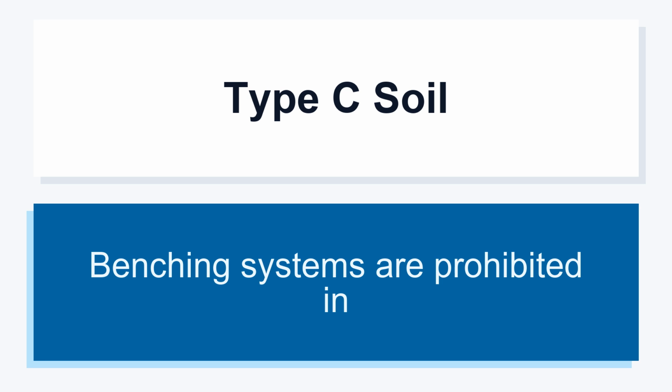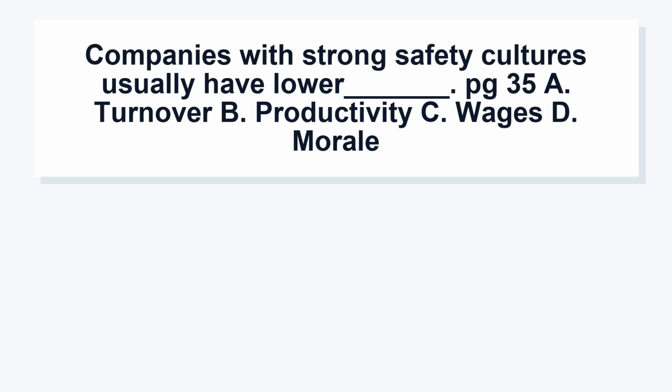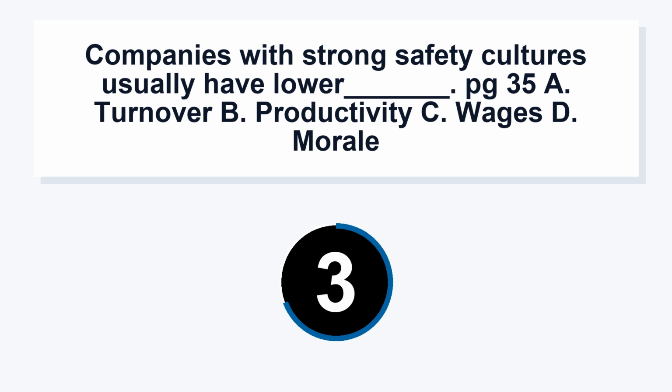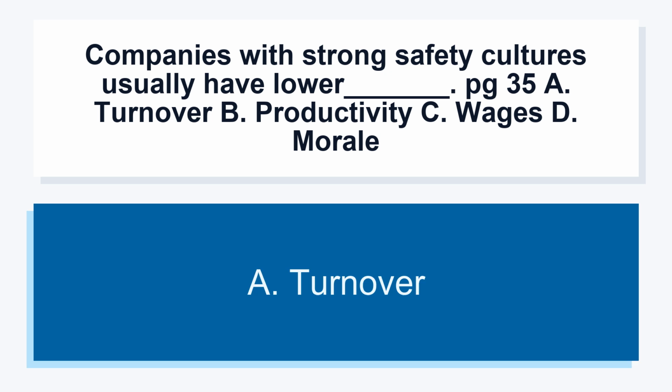Benching systems are prohibited in Type C soil. Companies with strong safety cultures usually have lower blank. A, turnover. B, productivity. C, wages. D, morale. A, turnover.